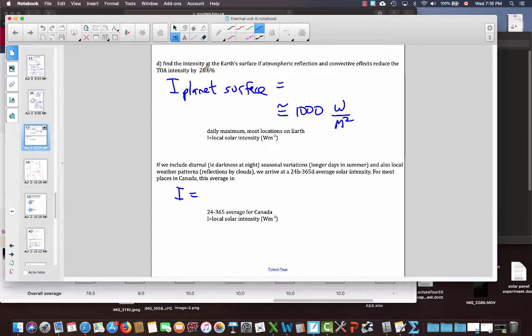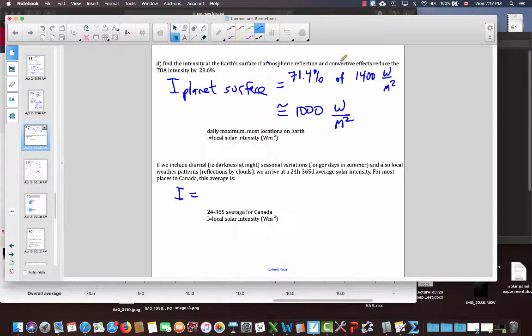So there's about 28.6% of that 1400 watts per square meter that doesn't reach the Earth. So we actually only receive, what is that, 71.4% of that 1400 watts per every square meter. So what are the atmospheric effects? Well, it's reflection and absorption.